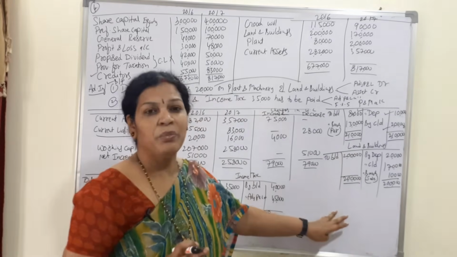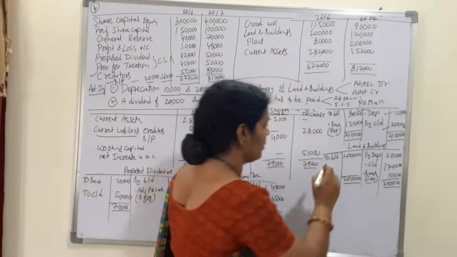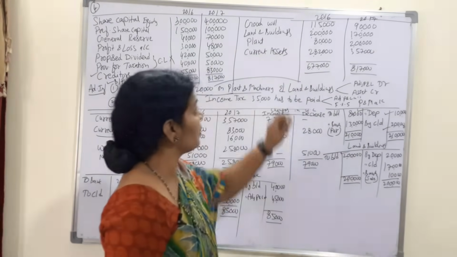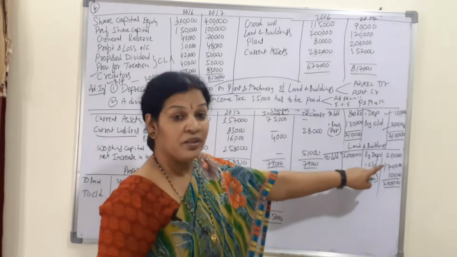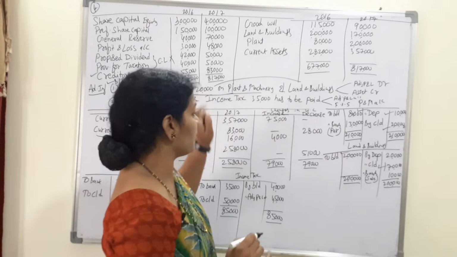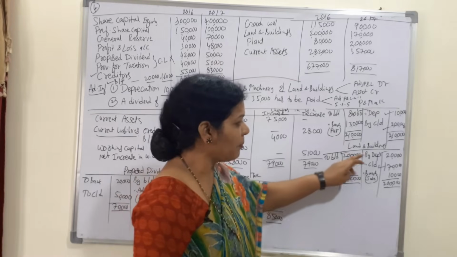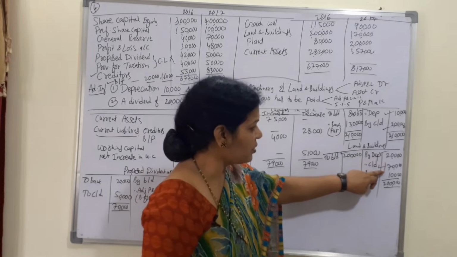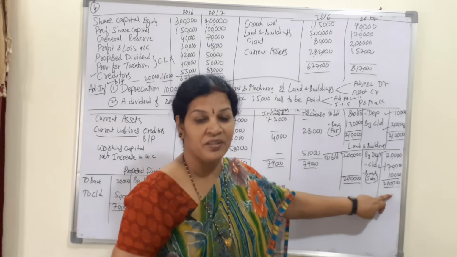In the same way, land and building also I have opened. Opening balance is 2 lakh, written here. Next, closing balance is 1,70,000. Next, depreciation of how much? 20,000. 2 lakh minus 1,90,000, the difference, 10,000, comes on the credit side.